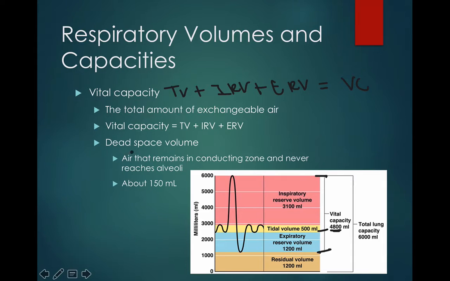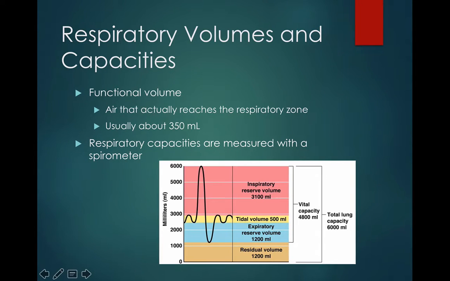Then dead space volume. Dead space volume is the air that remains in the conducting zone and never reaches the alveoli. That's about 150 milliliters. Then the functional volume. The functional volume is the air that actually reaches the respiratory zone. So even if you take a big deep breath in, not all of that air is actually going to make it to your alveoli. About 350 milliliters never reaches your alveoli.